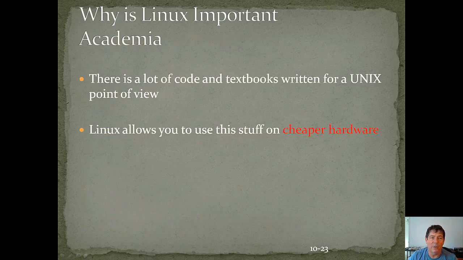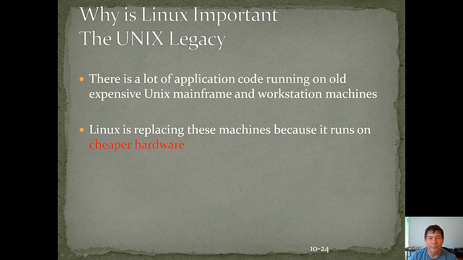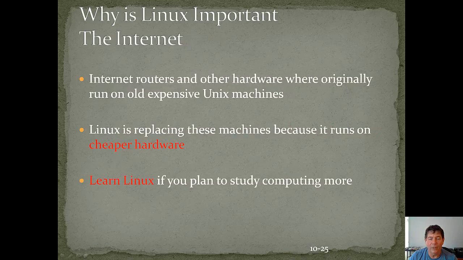So why is Linux important to academia? Well, there is a lot of code and textbooks written from a Unix point of view. Linux allows you to use this stuff on cheaper hardware. There is also a lot of application code running on old expensive Unix mainframe and workstation machines. Linux is replacing these machines because it runs on much cheaper hardware. Internet routers and other hardware were originally run on old expensive Unix machines. Now Linux is replacing these machines because it runs on cheaper hardware. Learn Linux if you plan on studying computing more.